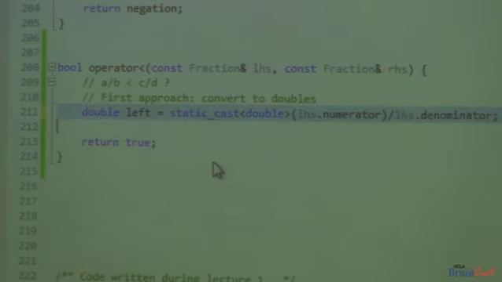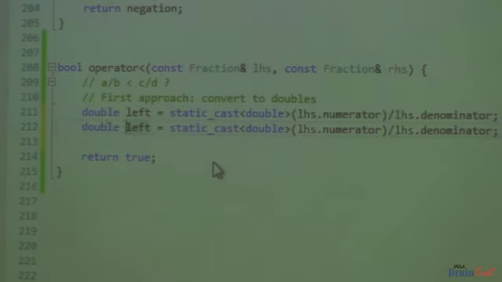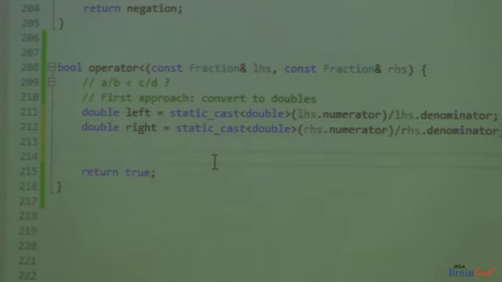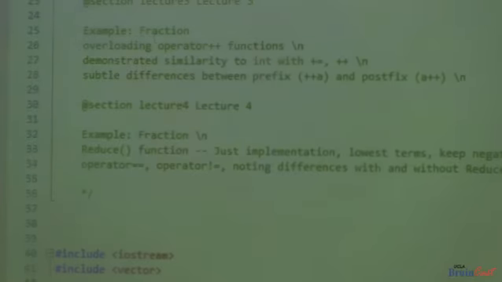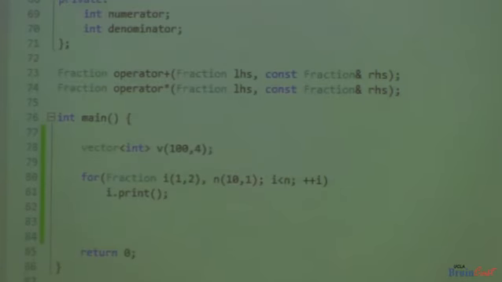Okay? I'll do the same thing for the right-hand side. Call it right, R. Now I return, quite simply, left less than right. Okay? Oh, it compiled. Let's see if this actually works. I haven't done this in a while. Okay, here we go. What do you think is going to print out?